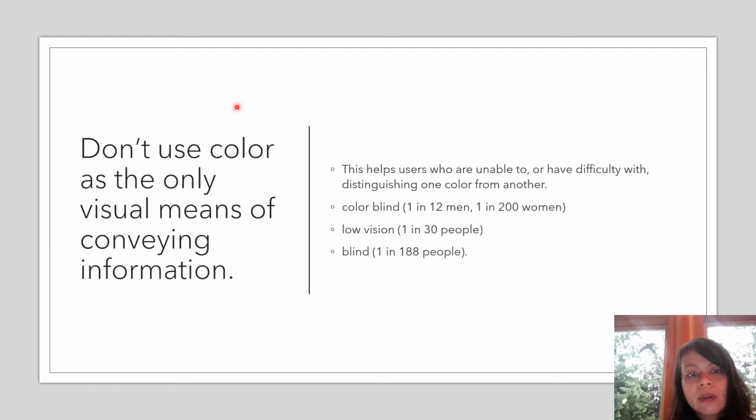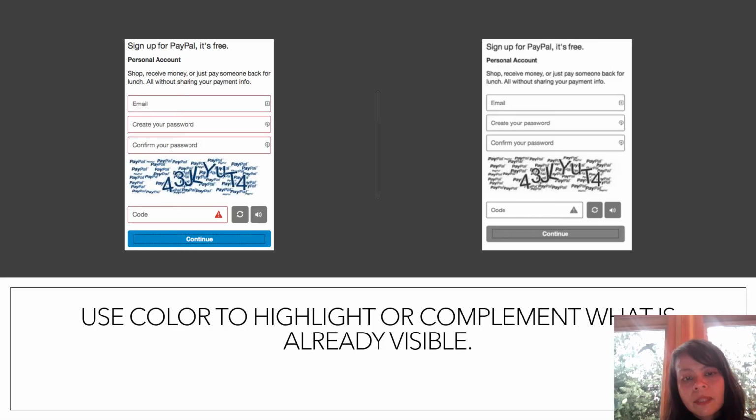Number one is don't use color as only the visual means of conveying information. This helps users who are unable to or have difficulty with distinguishing one color from another. So quite a few people are colorblind in our society, and we might not be aware of that. So 1 in 12 men or 1 in 200 women are colorblind. Some have low vision, 1 in 30 people, and 1 in 188 people are blind. So make sure that you use color to highlight or complement what is already visible, okay?